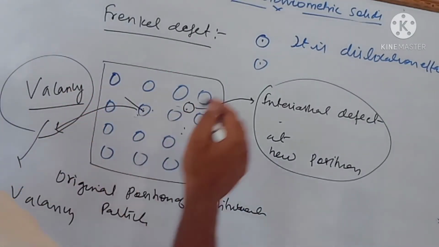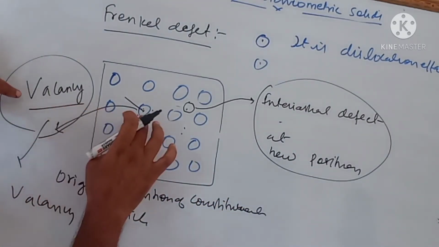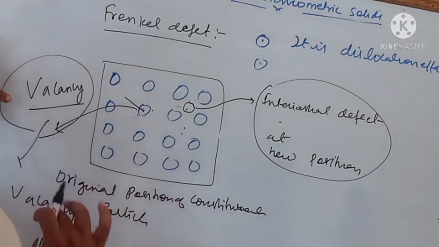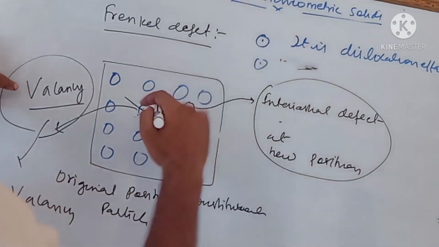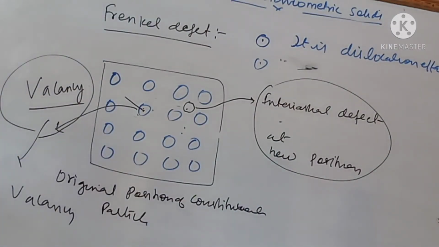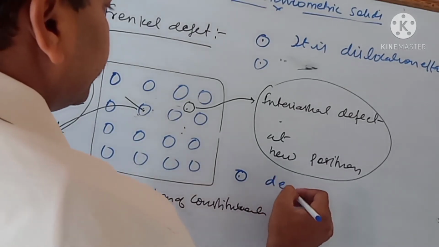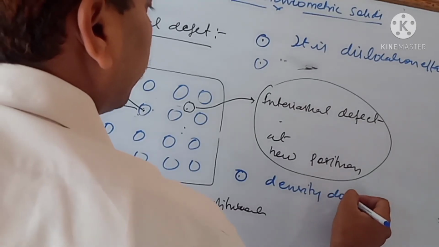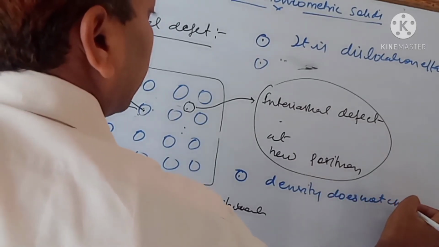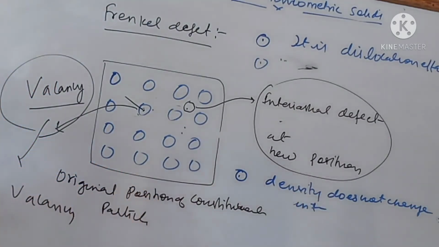Second point, it shows both types of defects: a vacancy defect at the original position and an interstitial defect at the new location. Now, what would be the effect on density? No change. Density does not change in this type of crystal. So this is the concept.